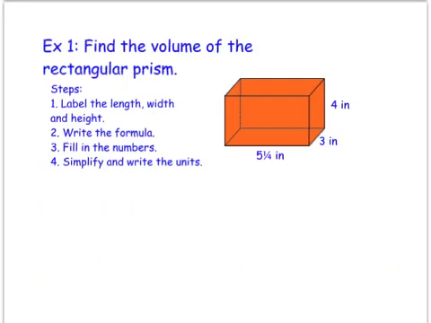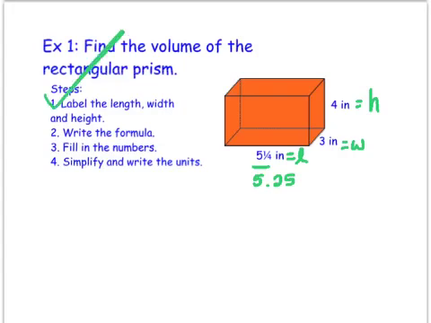Okay, to find the volume of the rectangular prism, we of course have to do our steps. Step number 1 is to label the length, the width, and the height. So we're going to go ahead and do that. We label this as length, the 3 inches as my width, and my 4 inches as my height. Now if you notice, I have 5 1/4. Well, we know that is challenging, so we are going to change it to a decimal, 5.25. So step number 1, check.